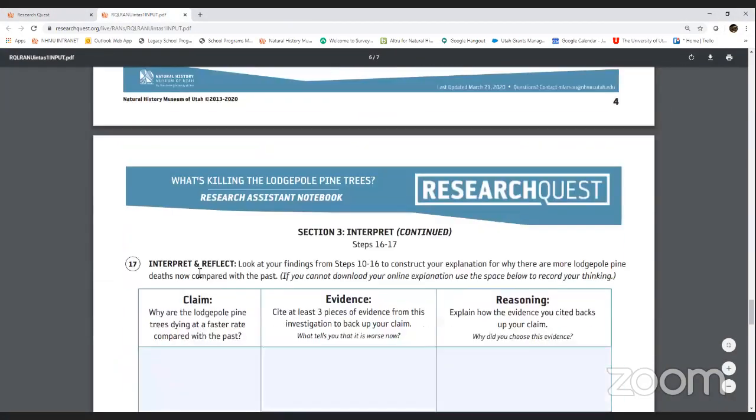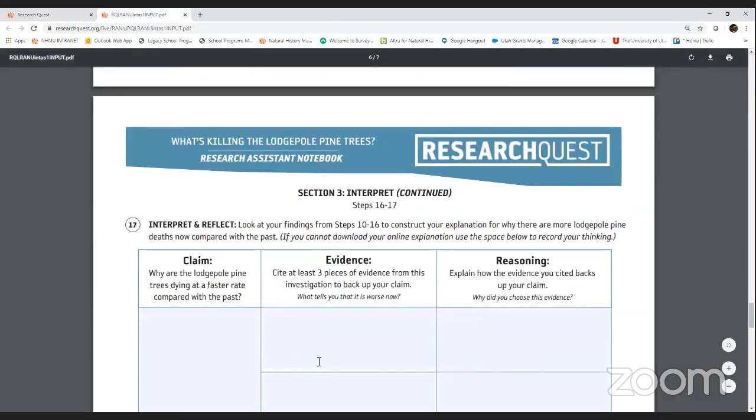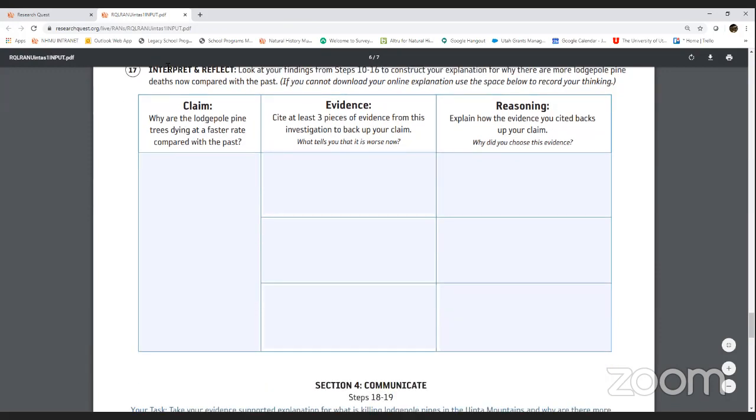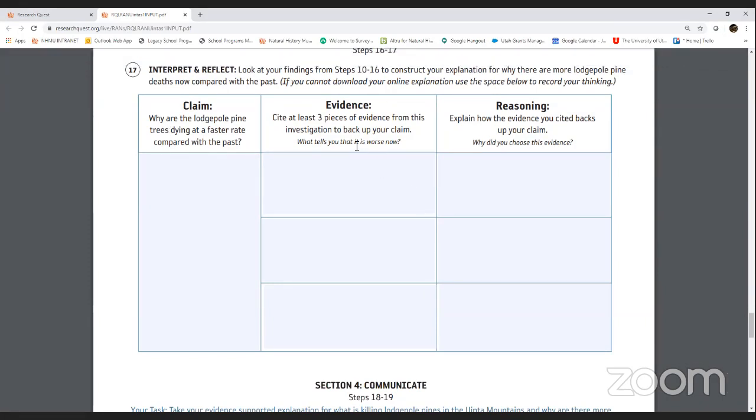Let's take a look at the research assistant notebook, which is also step 17 on page 5. It says, interpret and reflect. Look at your findings from steps 10 through 16 to construct your explanation for why there are more lodgepole pine deaths now compared with the past. You need to have your claim, which is your explanation for why the lodgepole pine trees are dying at a faster rate compared with the past. I want you to cite at least 3 pieces of evidence from this investigation to back up your claim, and explain your reasoning. Explain how the evidence you cited backs up your claim. Why did you choose this piece of evidence?